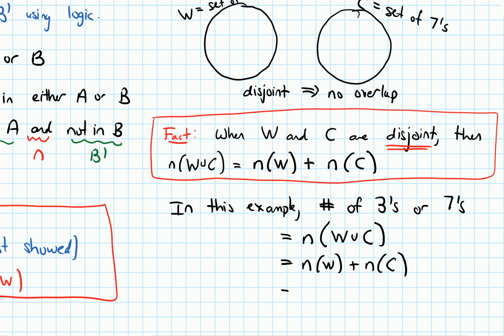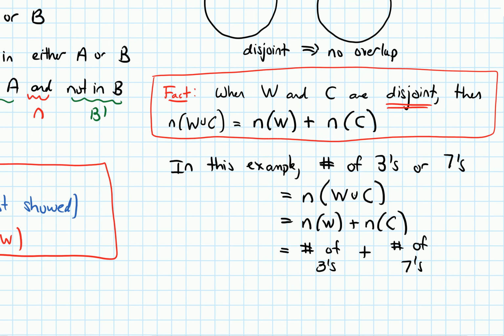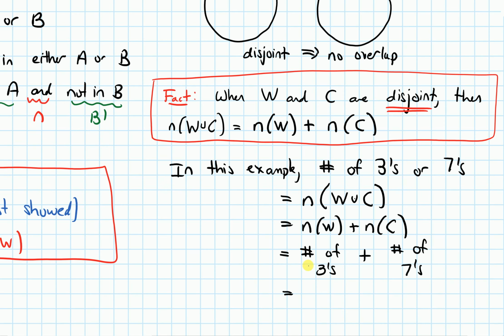Okay, so n of W is the number of elements in W. W is the set of 3s, so this is the number of 3s. And n of C is the number of 7s. So in a deck of 52 cards, how many 3s are there? Well, there's 1 in each suit, and there's 4 suits, so there's 4 3s. Same thing with 7s, there's 1 in each suit, so there's 4 7s, and 4 plus 4 is 8. And that's our answer. That's how many cards in a standard deck of 52 are either 3s or 7s.